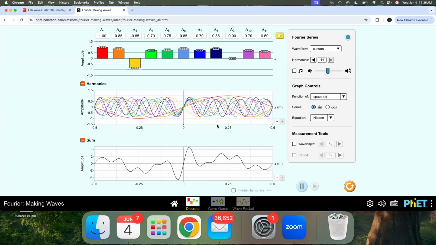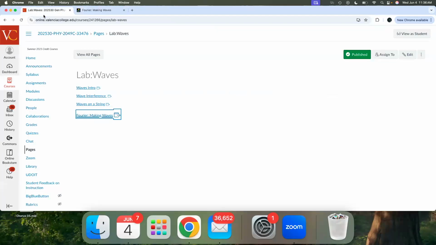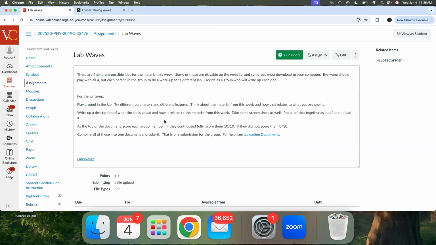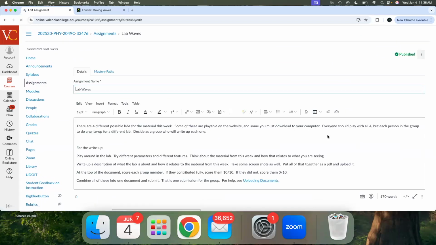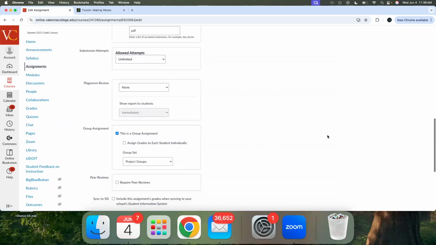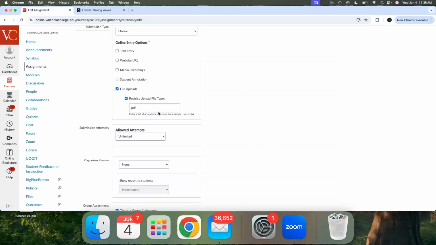So you'll come in here again, you're just going to play around, take some screenshots, write a little blurb about it. Everybody does one. Everybody should play with everyone. Everybody writes about one, squish it all together into one document, submit it as a PDF. I think for this one assignment, it will even let you submit just even a Word doc. Usually you always have to submit a PDF. I think this one allows any kind of document. Like, let's see. No, it does want a PDF.